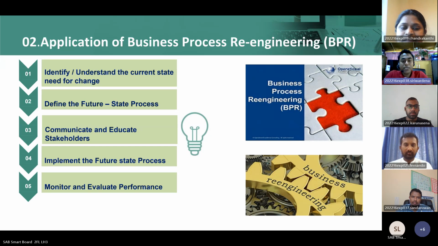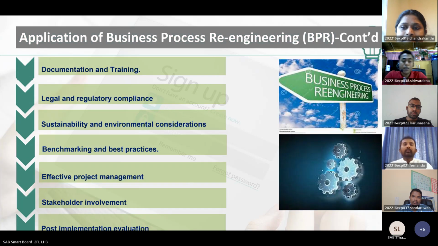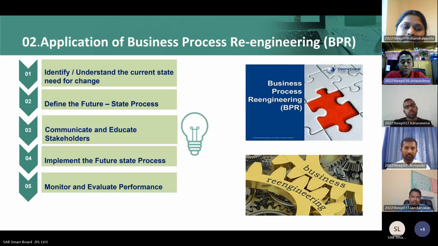After the implementation of the new process, it is important to monitor and evaluate its performance. This involves tracking performance indicators to measure the effectiveness and efficiency of the re-engineered process. Any necessary adjustments or improvements can be made based on the performance data. Here, the company can do establishing performance metrics, regular data collection, data analysis and reporting, identifying areas for improvement, and feedback and collaboration. In addition to the above mentioned main steps, the company has to consider the following steps too.